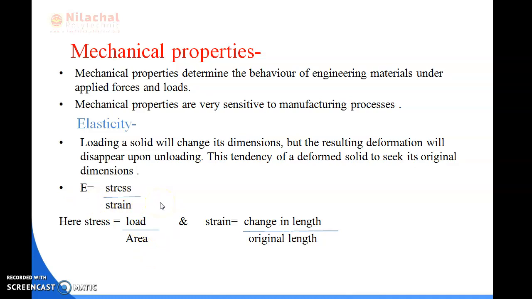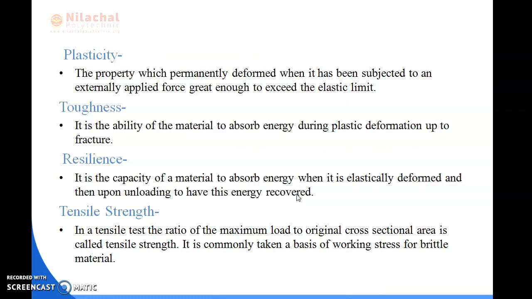The next one is the plasticity of a material. So what is the plasticity of a material? Plasticity is a property of a material by which it may be permanently deformed when it has been subjected to an externally applied load that exceeds the elastic limit. We know that every material has its own elastic limit. When we apply a force to a material and it exceeds the elastic limit, it undergoes permanent deformation. This is called the plasticity of a material.